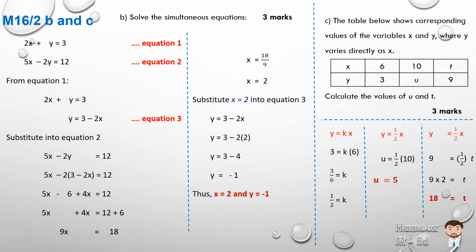When I carry it across, it will multiply. It will end up in the numerator. So we can rewrite it. 9 times 2 is equal to t. As such, 9 2s are 18. So 18 is equal to t. So we've completed the question.